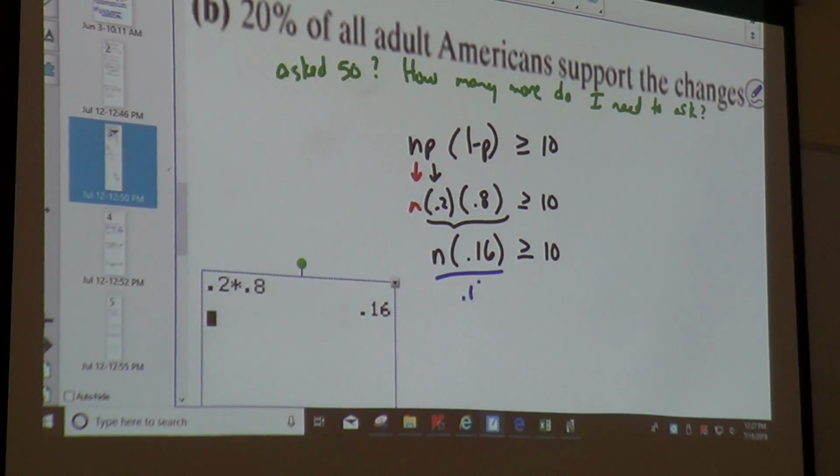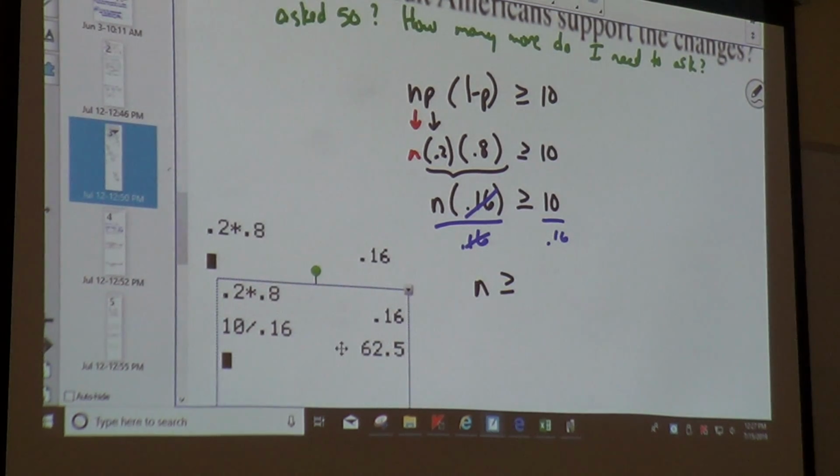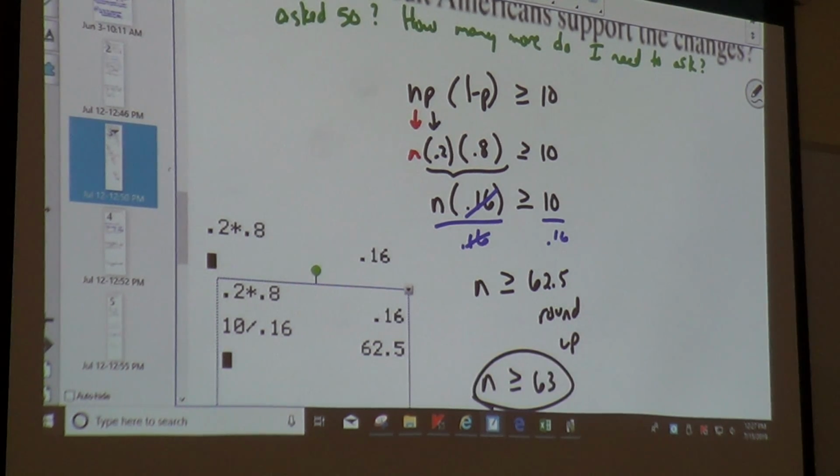Then I divide both sides by 0.16. So n is going to be greater than or equal to 10 divided by 0.16, which is 62.5. Now n represents people. You cannot have part of a person, and we are always going to round up because if we round down, our answer is not going to be big enough to be approximately normal. So n is going to be greater than or equal to 63.